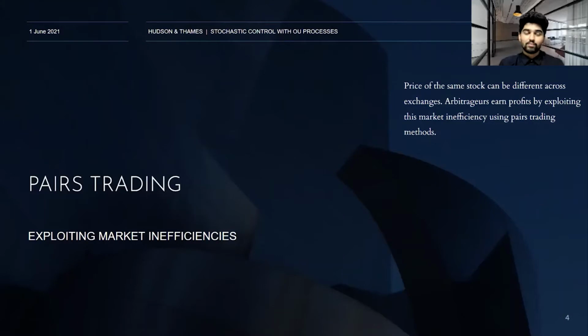Pairs trading is a type of trading where we try to exploit market inefficiencies. So let's assume we have a couple of stocks that move closely together. For example, we could consider the case of the same stock trading in different exchanges. In the ideal world, the price of this stock in both these exchanges will be similar for obvious reasons. But our world is far from ideal. So due to the inherent frictions in the market, there may be a significant divergence in the price for periods of time. Arbitrageurs, or people who try to exploit differences in prices, can earn profits by exploiting this market inefficiency using pairs trading methods.